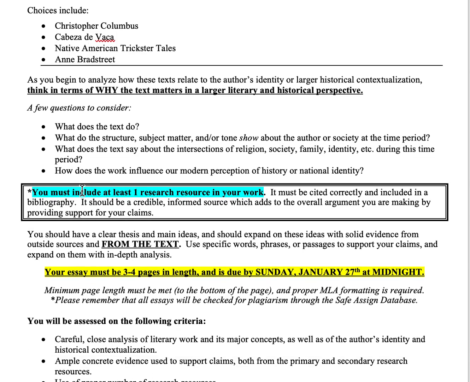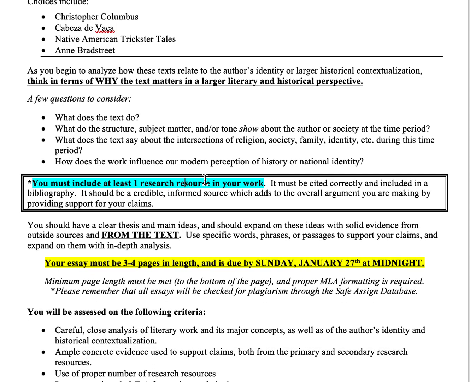You certainly do not have to cover all of them, but you do need to include one source in your essay. This means that you actually pull specific quotes from that source and you use them in your analysis to support your argument. So make sure you cite it correctly.